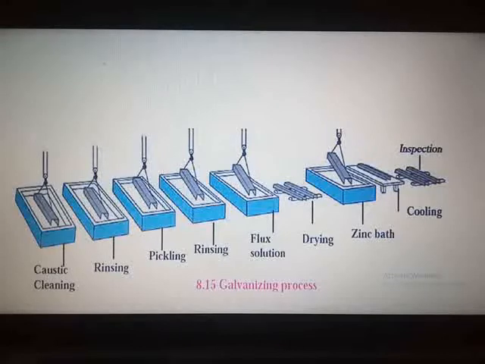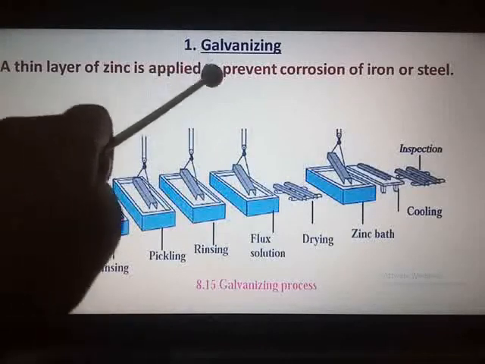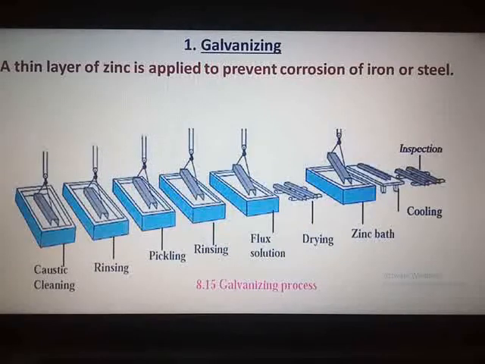The first way to prevent corrosion is galvanization. You can see the image of the entire galvanizing process. What is done in this method? A thin layer of zinc is applied on the surface of iron or steel to prevent its corrosion. For example, shining iron nails, pins, etc. What happens in this method?